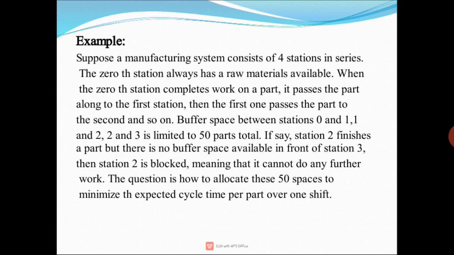If, say, station 2 finishes a part but there is no buffer space available in front of station 3, then station 2 is blocked, meaning that it cannot do any further work. The question is how to allocate these 50 spaces to minimize the expected cycle time per part over one shift.